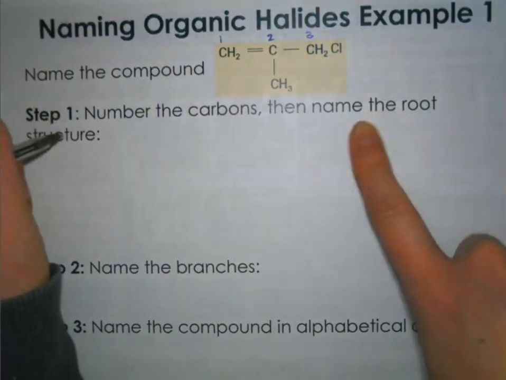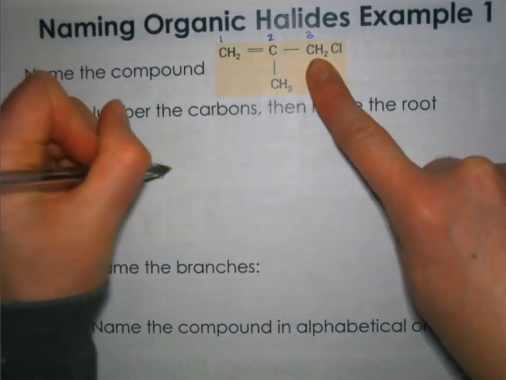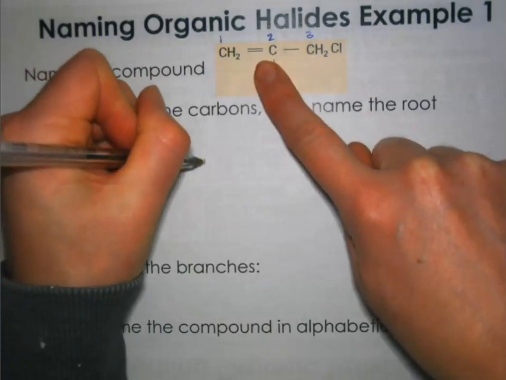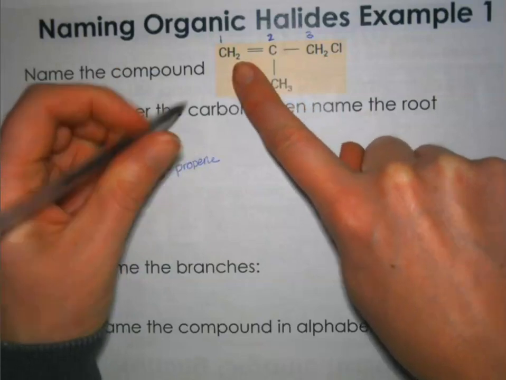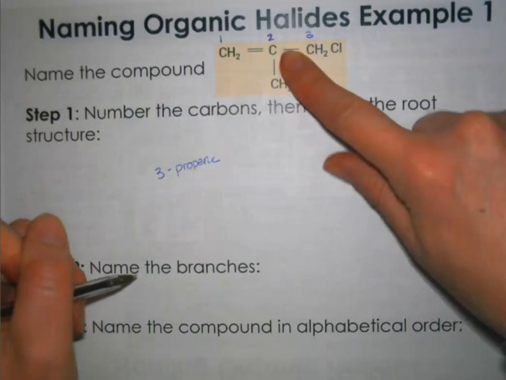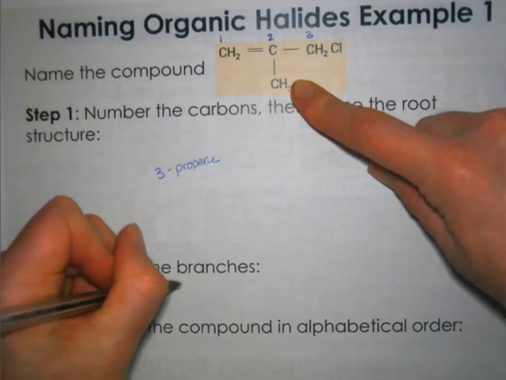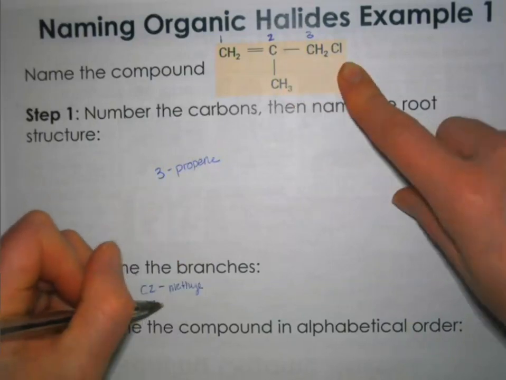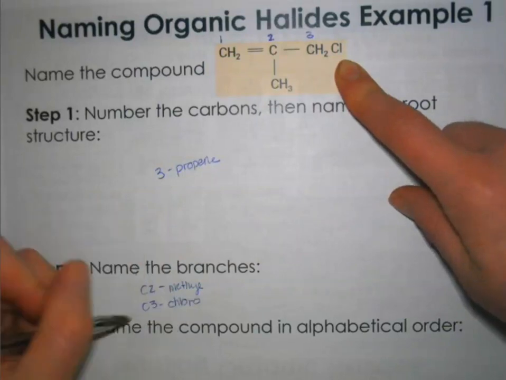So number the carbons, name the root structure. Well, in our parent chain we have 3, so that's going to be prop. And then we have a double bond, so it's going to be propene. Now, we're going to have to insert the number of the bond there as well, but we'll get to that in a minute. Then we want to name the branches. So on carbon 2, we have a methyl group. And on carbon 3, we have a chlorine, which we call a chloro group.